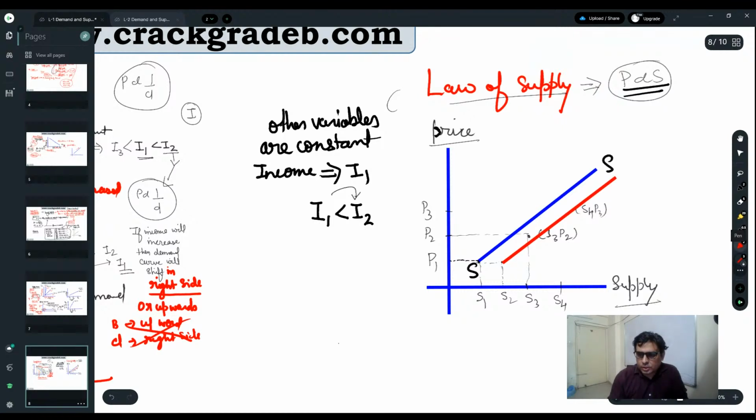This curve is showing, the curve name is S, income increase. It means income is increased.